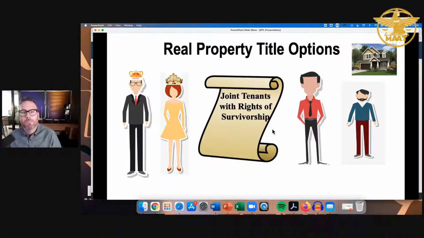Okay, the other major way to own property with multiple owners is with joint tenants with rights of survivorship. So you have to specifically say this on the deed. It has to specifically say with rights of survivorship in order to be treated that way. If it doesn't clearly say with rights of survivorship, then the presumption is tenants in common.